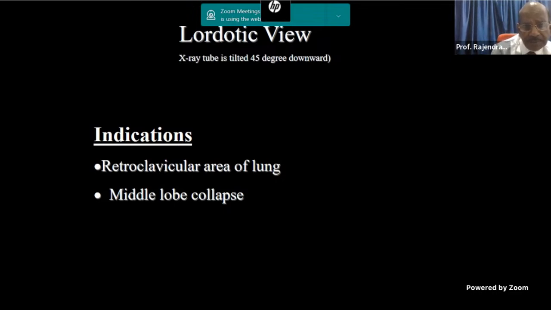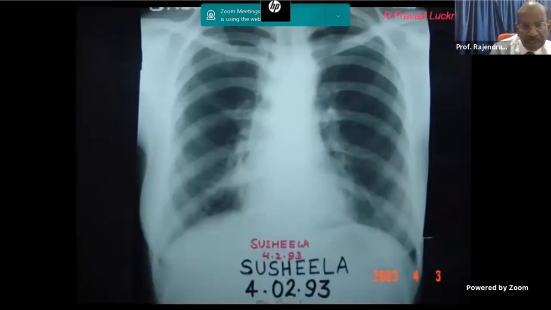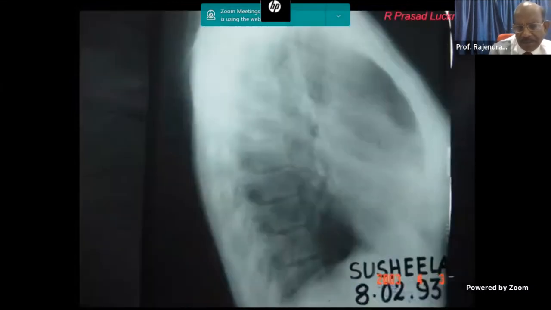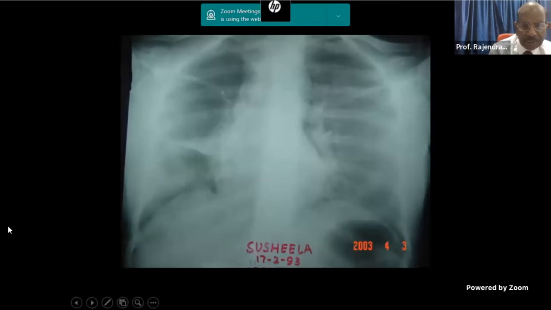When it collapses, it further gets smaller. So it is not visible in the PA and lateral view, but it can be visible, very typically, in the lordotic view. This lady, I saw her at 93, had a normal looking chest X-ray. Even the lateral view had not shown any abnormal finding. But when the lordotic view was done, you see that this is the view where there is a typical textbook picture of a middle lobe collapse.